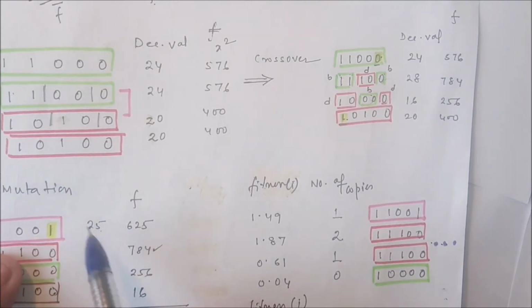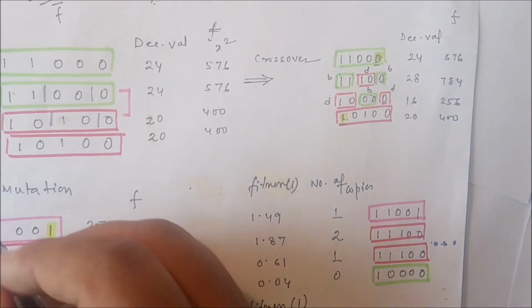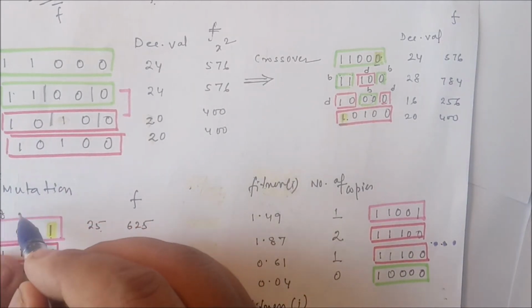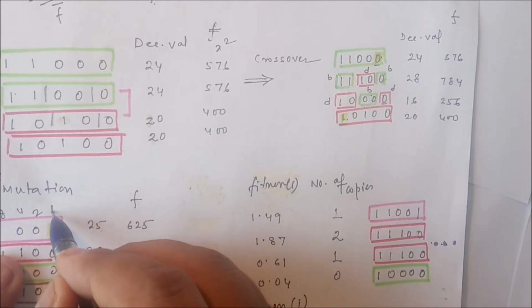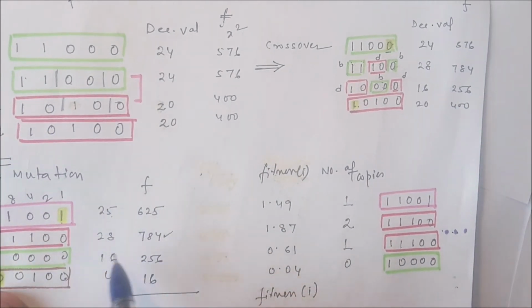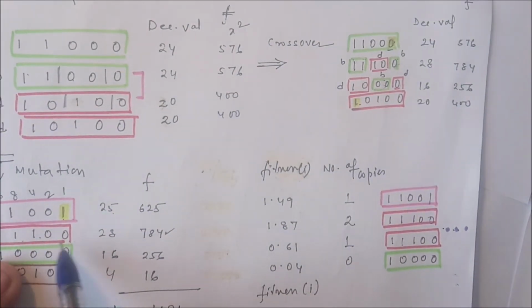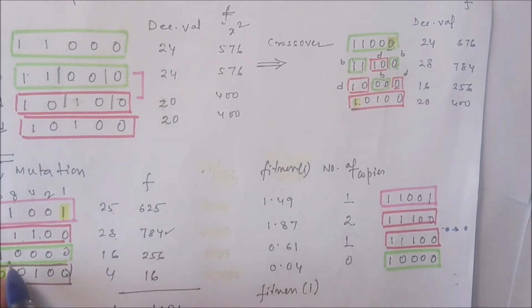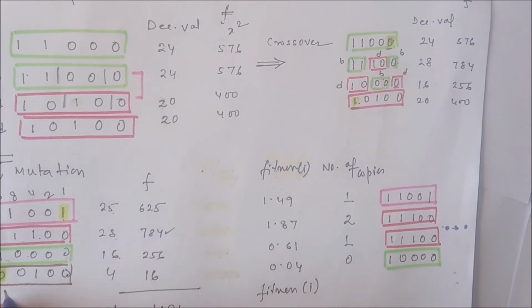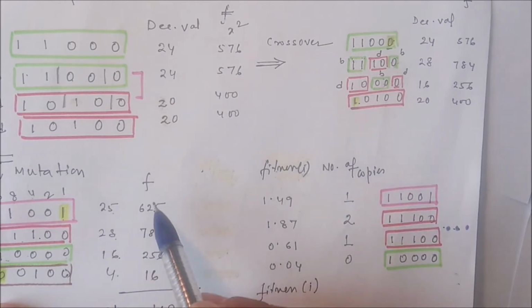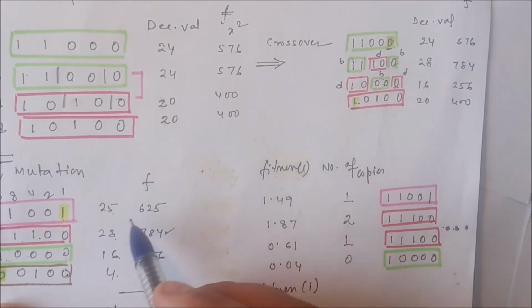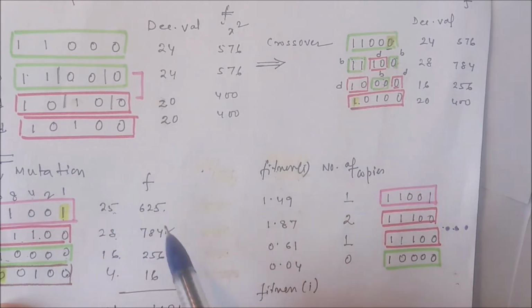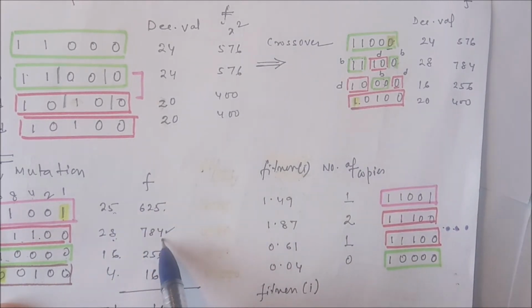value. So 11001, what will be the associated decimal value? 25, because it is 16, 8, 4, 2 and 1. Are you getting? So 11100, that is what? 16 plus 4, 20 plus 8, 28. 10000, it is 16. 00100, it is 4. So we have to use the square of that. So 25 square is 625, 28 square is 784. Okay, 16 square is 256, 4 square is 16.